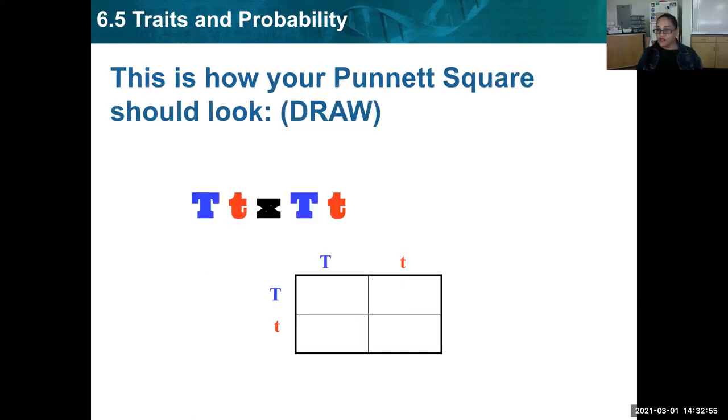So this is how your Punnett square should look. So we take two heterozygous parents, parent 1 on top, parent 2 on the side. You only need one drawing of this. You don't need all three, as long as it's set up this way. I color-coded the letters. You don't have to. Sometimes it's easier to keep track of.